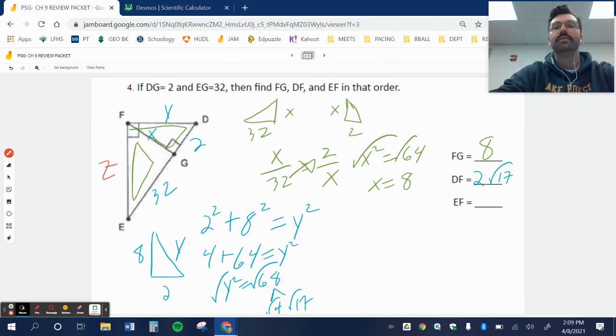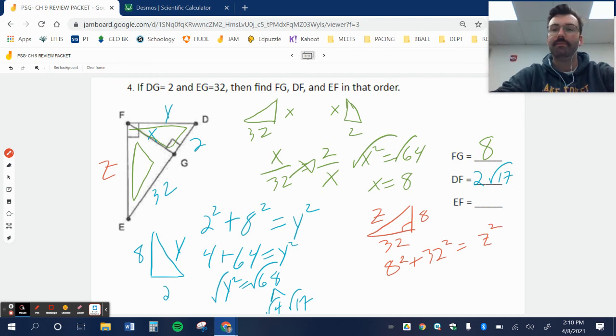This is Z. So now what do I have here? I have 32, 8, and Z. Z is my hypotenuse, my C value. 8 squared plus 32 squared equals Z squared. That ends up being 1088. And the perfect square that goes into 1088 is 64 and 17. So that's 8 radical 17.